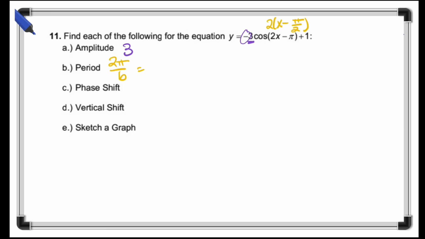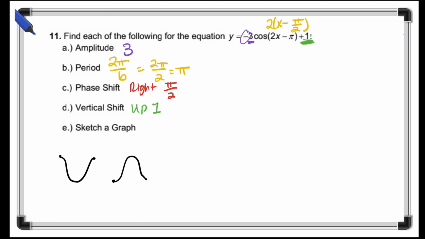So our b value is again 2, so that equals pi. So 4 tick marks is 1 full period. You do have a phase shift. Now that phase shift is going to the right, pi over 2. You do have a vertical shift of your midline, which is going up 1. So remember with cosine graphs, we're not starting at the midline. We're either starting at the top, going back down, or we're starting from the bottom, and then we're going up.